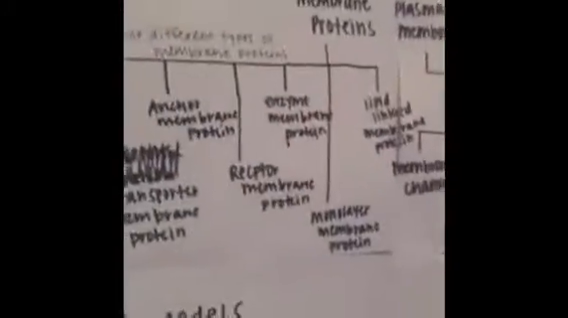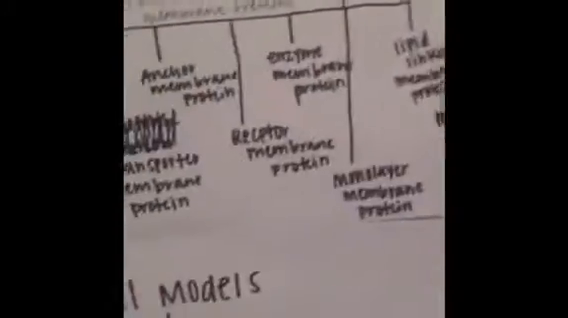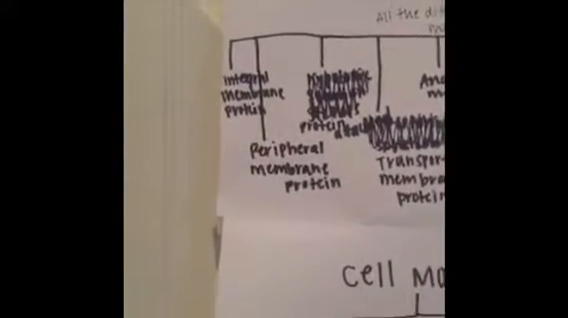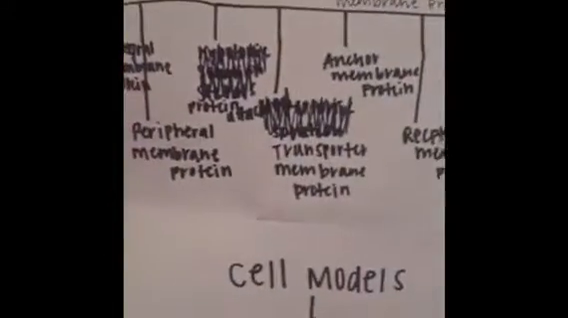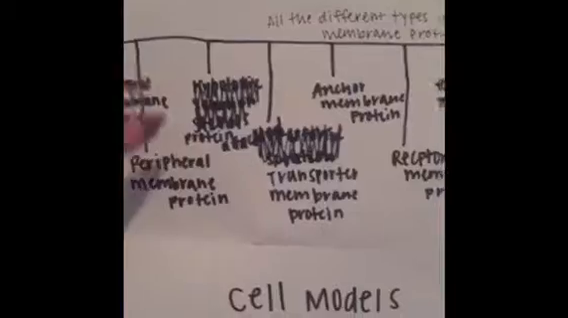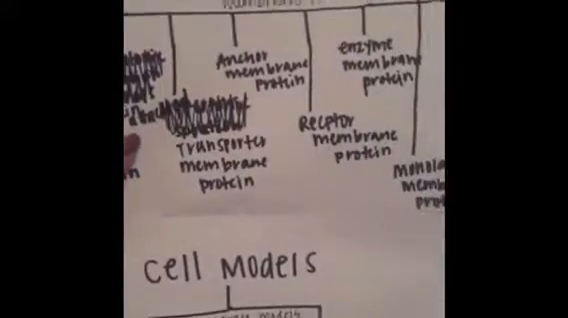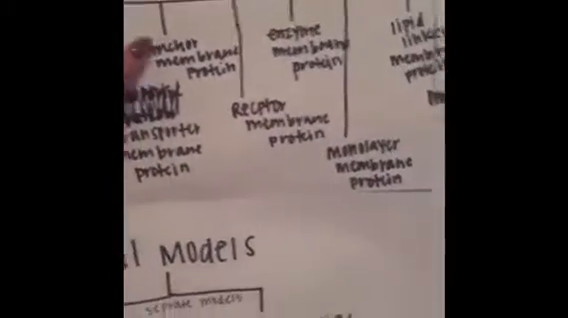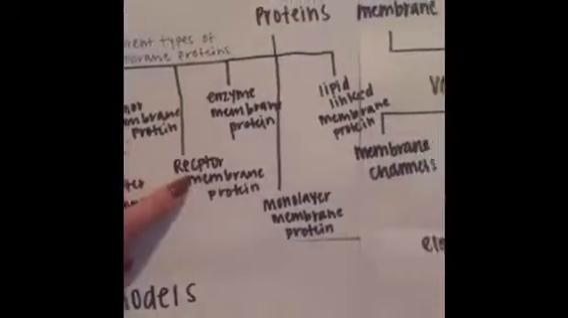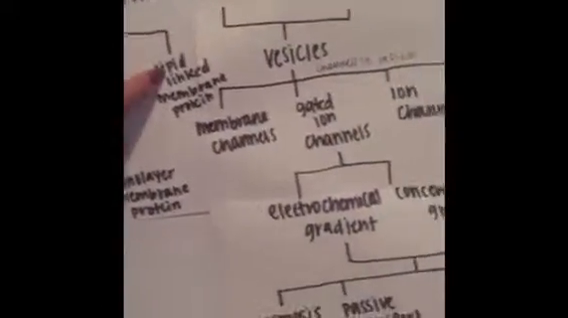And then from the membrane proteins, I have listed all the membrane proteins, which would be integral membrane proteins, peripheral membrane proteins, proteins attached, transporter membrane proteins, anchor membrane proteins, receptor membrane proteins, enzyme membrane proteins, monolayer, lipid linked. And those are all the different types of membrane proteins in this particular lab.